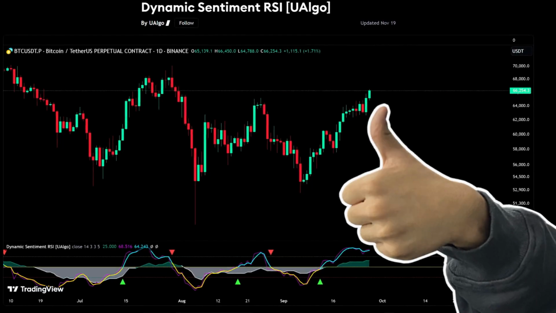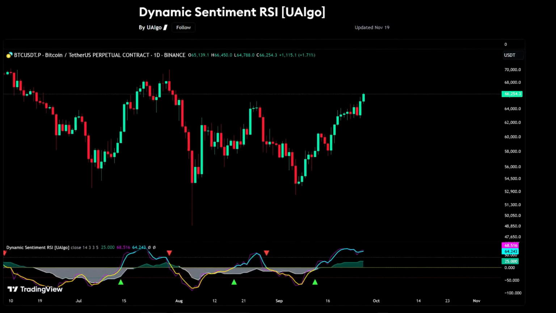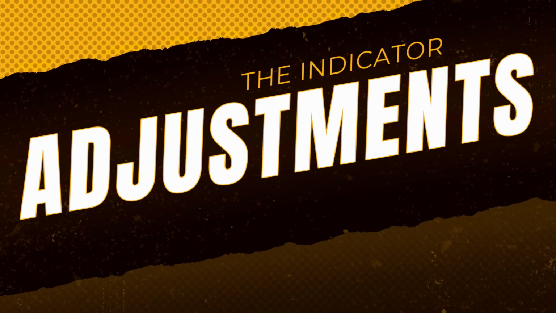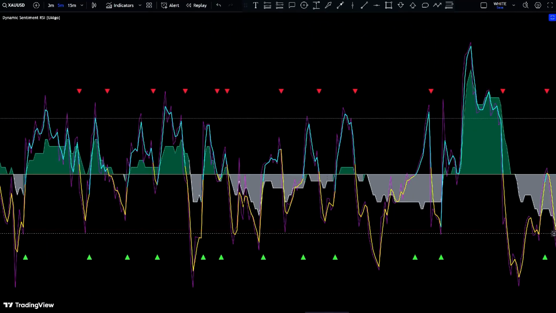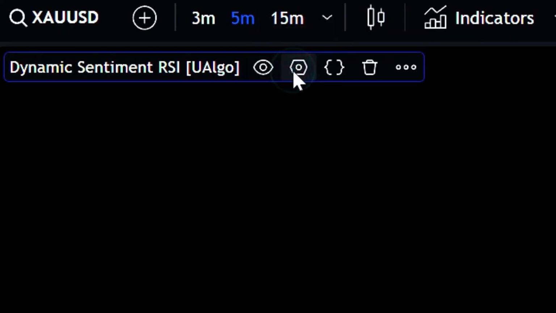Now, before we plug it into our strategy and start making some potential profits, let's tweak a few settings to really dial it in. Go into the indicator settings, that little gear icon, under the inputs.